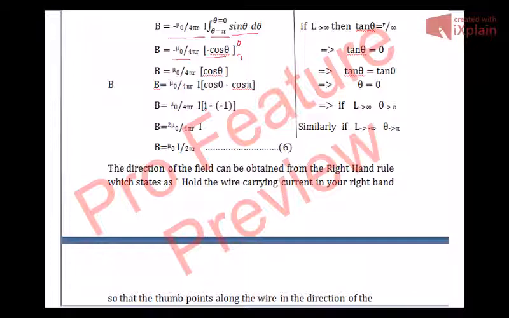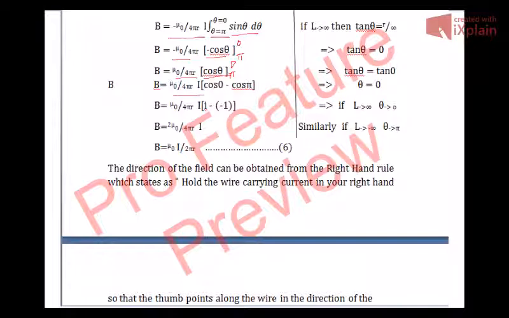So B is equal to minus mu naught over 4 pi r, minus cos theta with limits pi to 0. This implies B is equal to mu naught upon 4 pi r cos theta, again with limits pi and 0. So minus and minus will become plus. So there we have plus. This implies B is equal to mu naught upon 4 pi r I.